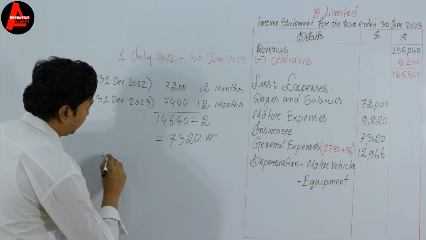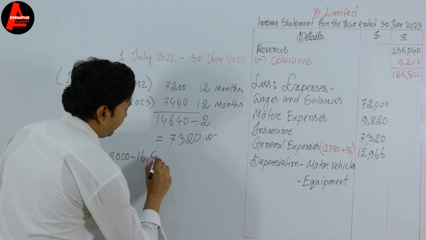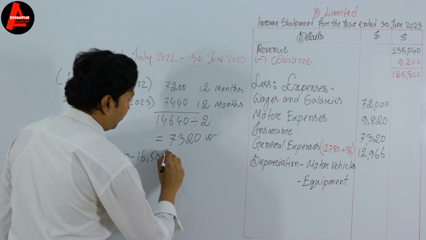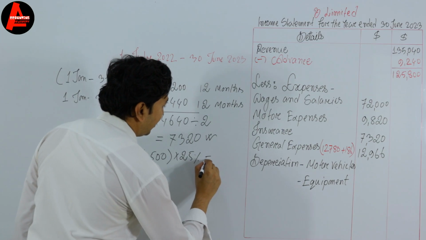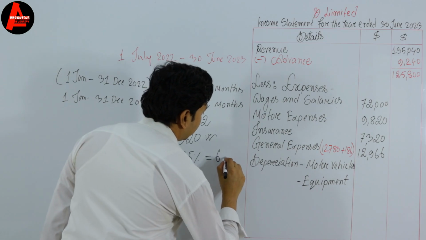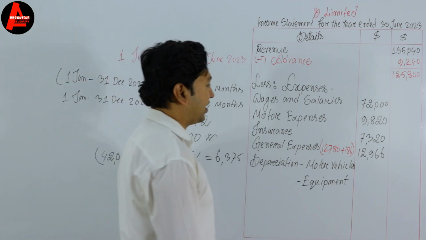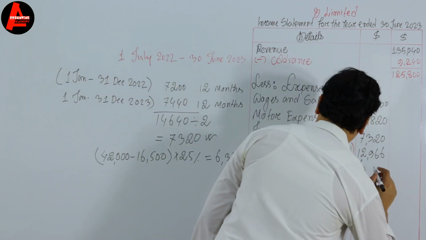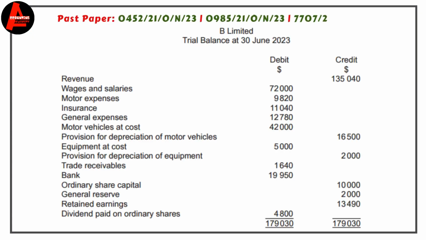So cost price was $42,000 and depreciation is $16,500. Okay, now we will multiply the answer by 25%. Okay, so what you get here? We get $6,375. Okay, depreciation for motor vehicle. So let us write here 6,375.